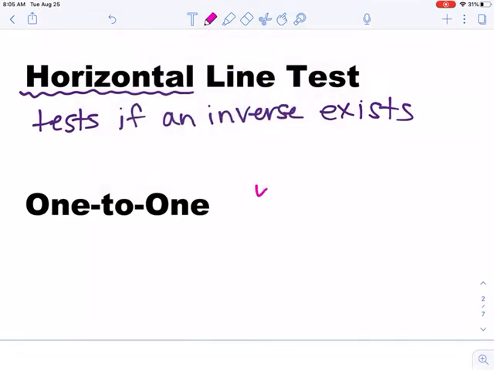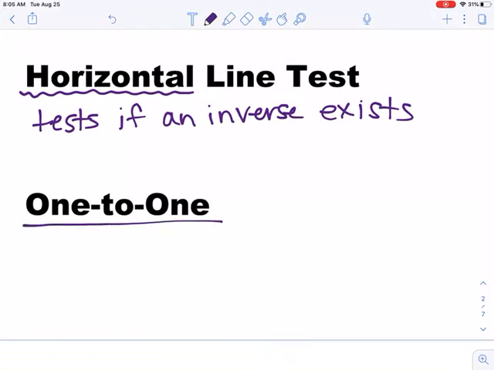So if our horizontal line goes through a graph more than once, let me give you a nice little visual here. If I put this horizontal line through, we hit it more than once. So this pink graph that I drew does not have an inverse.